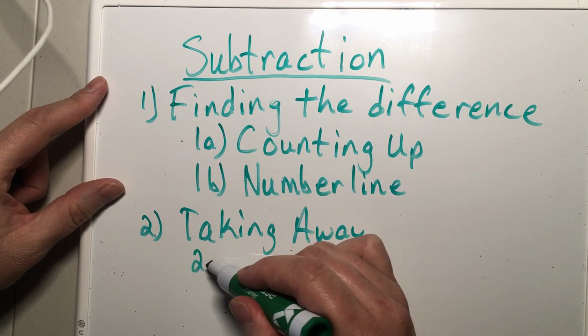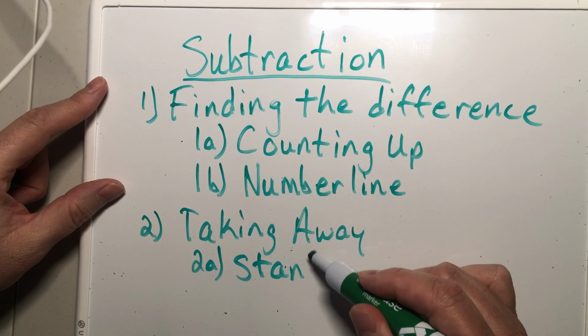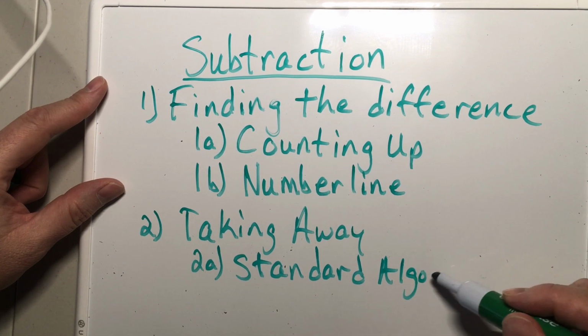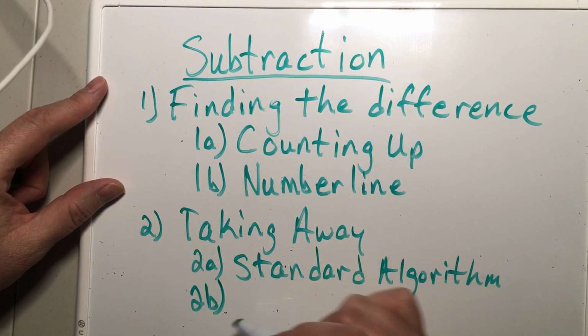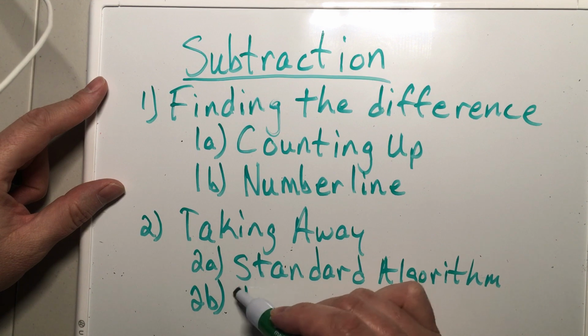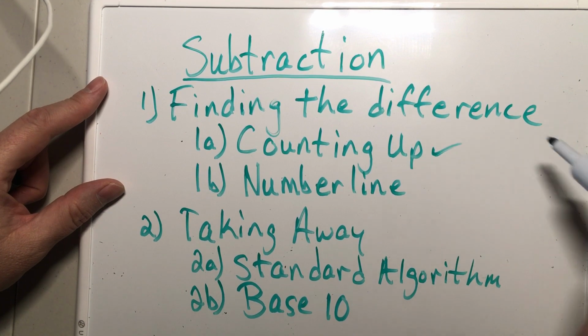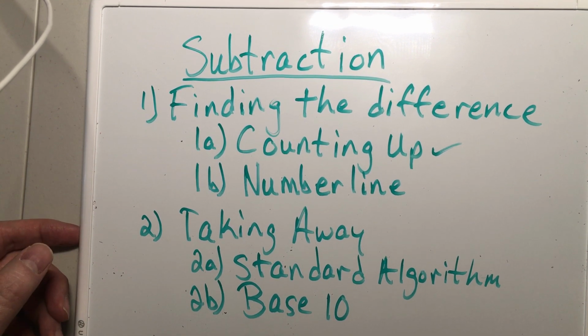We will review the standard algorithm, the strategy that most people are aware of and were taught. And the second strategy, as far as taking away, that we'll cover is with the base 10. Okay, let's go ahead and start here first with counting up. And then I'll go ahead and show you how to do it, and I'll go over some of the positives that I feel are beneficial for this strategy.